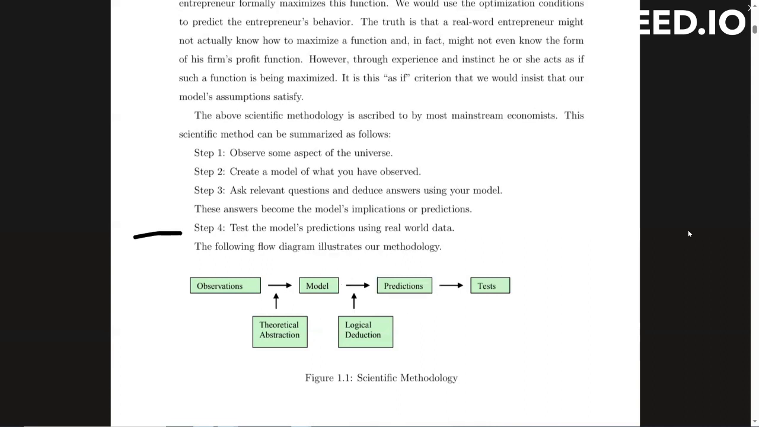Okay, so then number 4, test the model's predictions using real world data. The following flow diagram illustrates our methodology as we're doing now. But basically, test the model's predictions using real world data. This is kind of the most important part. I don't want to ramble too much.